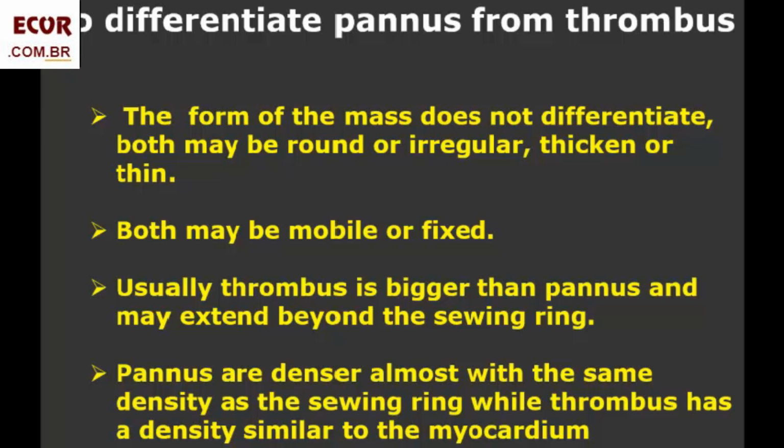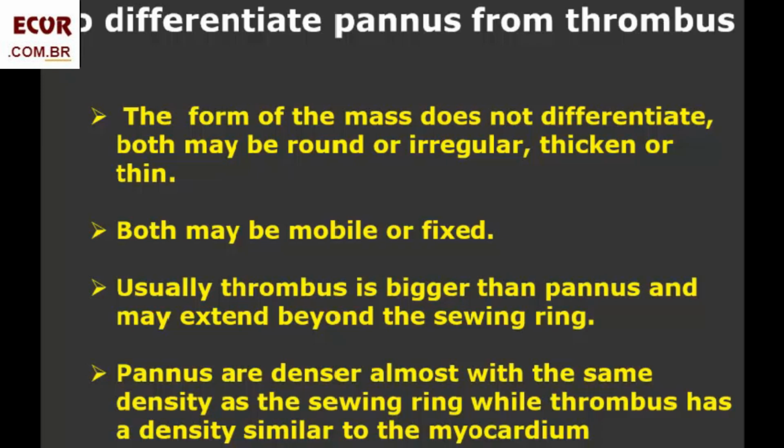Both may be round or irregular, thickened or thin. Both may be mobile or fixed. Usually, thrombus is bigger than pannus and may extend beyond the sewing ring. Pannus are denser, almost with the same density as the sewing ring, while thrombus has a density like the myocardium.